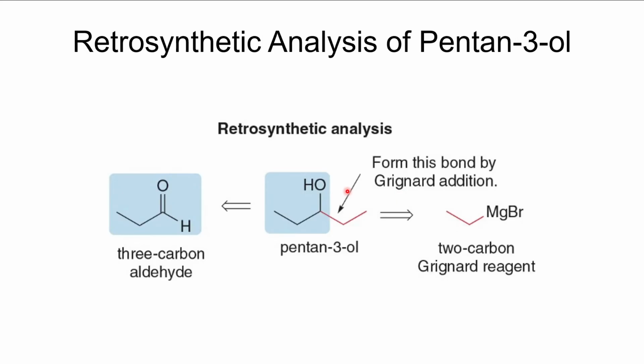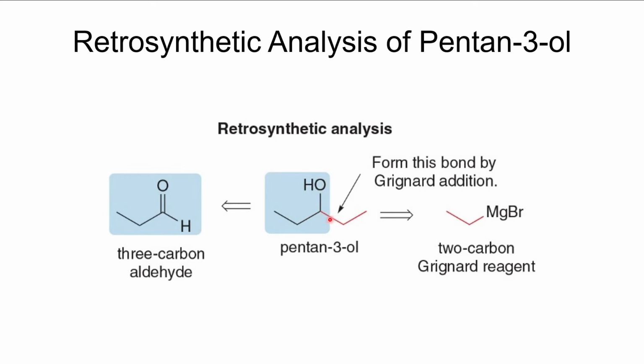So let's look at a specific example of this. So here is the pentan-3-ol, the compound we're trying to make. So with pentan-3-ol, we've got 2 different carbon groups that are attached to the carbon that has the OH.